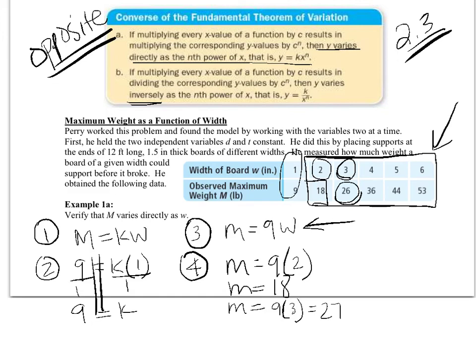We can go on. If our width is 4, 4 times 9, because our k value is 9, our m should be 36, which it is. If width is 5, 5 times 9, our m is 45, and it's 44, so pretty close. And finally, if width is 6, 6 times 9 is 54. That's pretty close to 53. So definitely looks like with this data that m does vary directly as w.